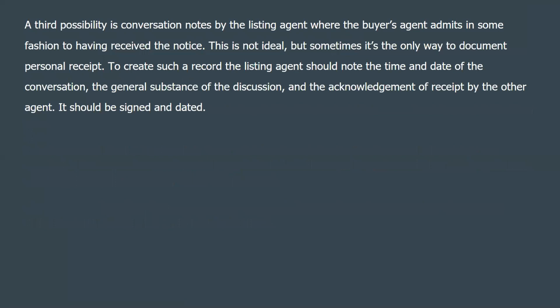A third possibility is conversation notes by the listing agent where the buyer's agent admits in some fashion having received the notice. This is not ideal, but sometimes it's the only way to document personal receipt. To create such a record, the listing agent should note the time and date of the conversation, the general substance of the discussion, and the acknowledgement of the receipt by the other agent. It should be signed and dated.